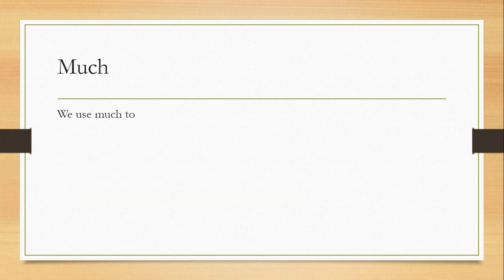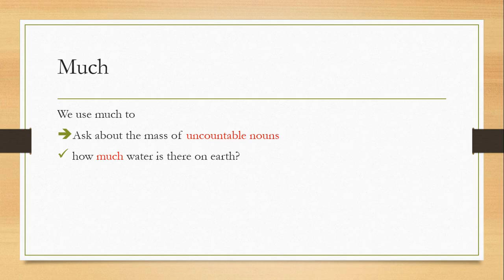So when do we use much? Before we go to the details, what is the meaning of much? Much is like many, but it's only used with uncountable nouns. Much means large amount of something. We use much to ask about the mass of uncountable nouns. For example, how much water is there on earth?